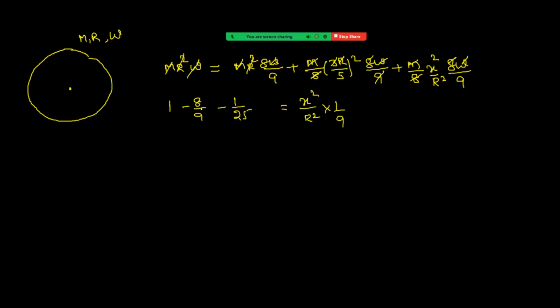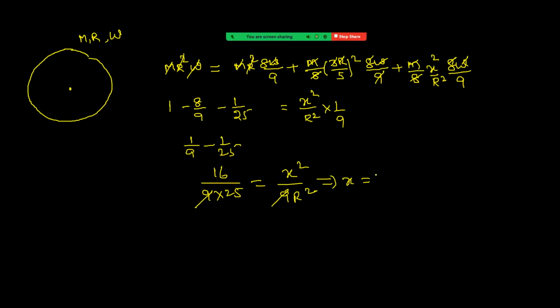Now simplify this. See how much it is. This is 1 minus 8 by 9, that is 1 by 9. 1 by 9 minus 1 by 25. 25 minus 9, 16. 16 by 9 into 25. That is equal to x square by 9r square. 9 gets cancelled.